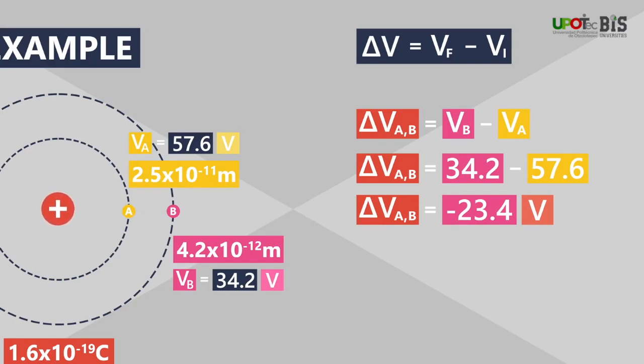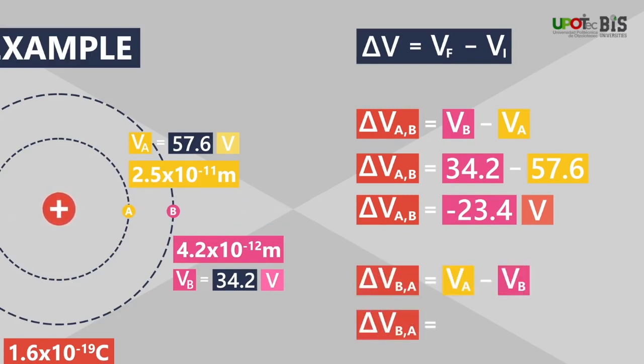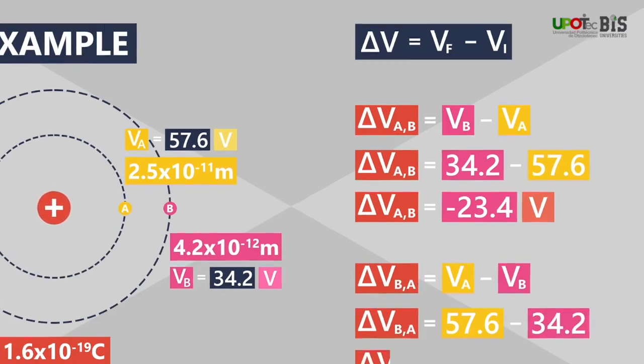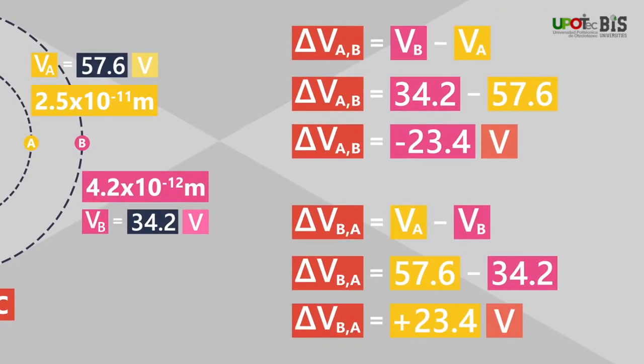In the second case, B is our initial potential and A is our final potential. So the potential difference is going to be 57.6 minus 34.2, which is equal to plus 23.4 volts. We have a positive potential difference, or as we go from B to A, the potential increases.